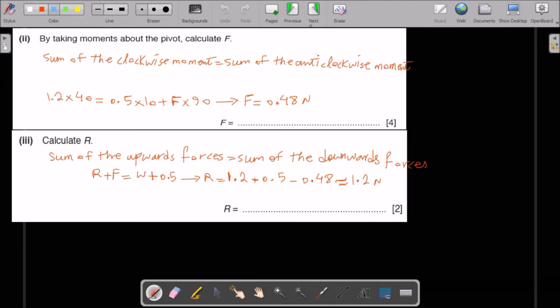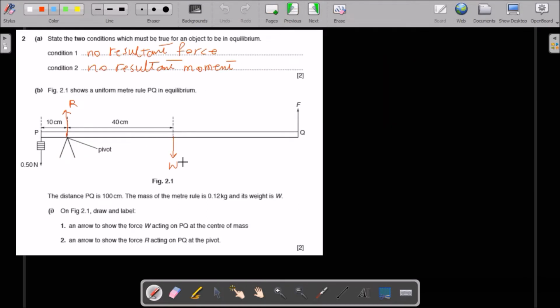Next part. By taking moments about the pivot, calculate F. As I said, the sum of the clockwise moments is equal to the sum of the anti-clockwise moments when the rod is in equilibrium. So clockwise moment, we have 1.2 times 40. This 1.2 is the weight times 40, the distance to the pivot.